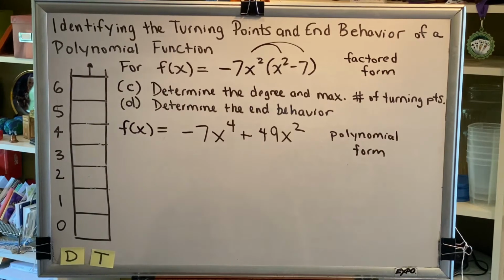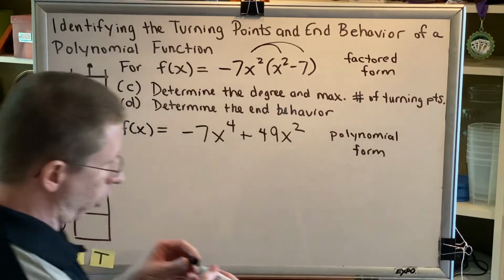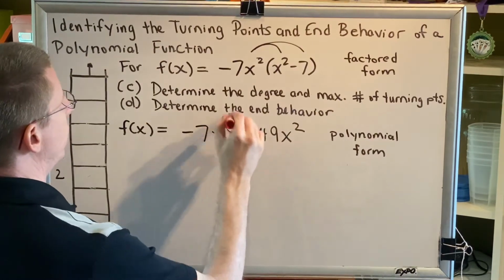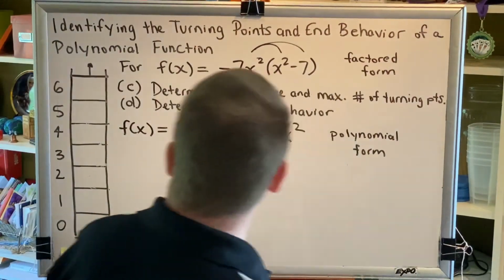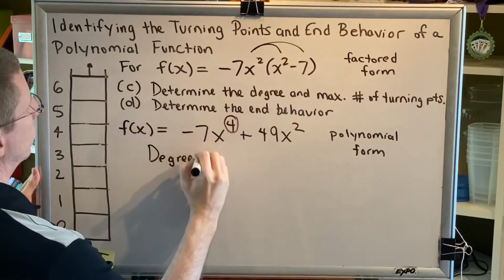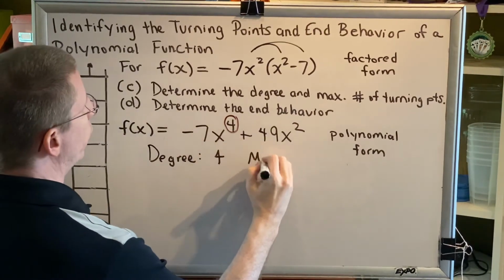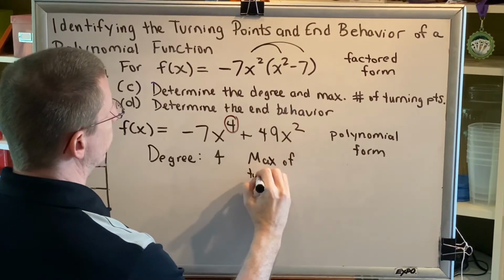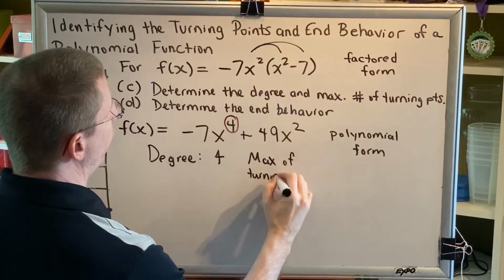Okay, once our function is in polynomial form, it's very easy to determine the degree and the end behavior. The degree is simply the largest exponent of x. The largest exponent of x is 4. So that means that this is degree 4. Once we know the degree, we can get the maximum number of turning points using our math elevator.